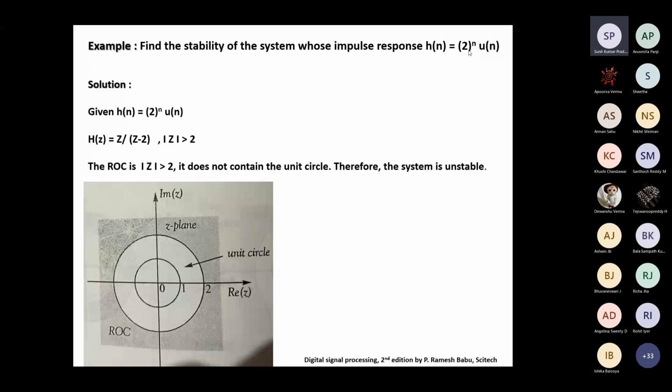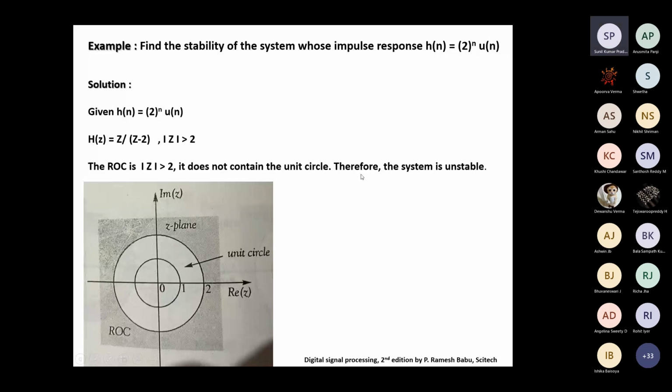So always remember, to know whether it is a stable system or not in terms of the Z transform, first, after getting the Z transform, you find its region of convergence. If the region of convergence contains the unit circle, then you confirm that it is a stable system. If it is not, then it is not a stable system. It is unstable. Just like in this example, your impulse response h(n) is equal to 2 to the power n u(n). If you find its region of convergence, it does not contain the unit circle. That is why the system is unstable.